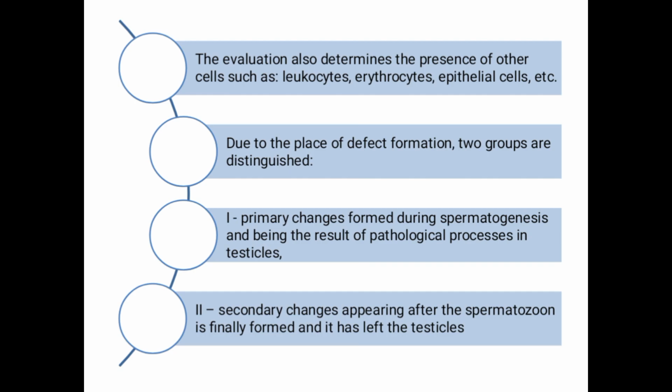The evaluation also determines the presence of other cells such as leukocytes, erythrocytes, or epithelial cells. Due to the place of defect formation, two groups are distinguished. One includes primary changes formed during spermatogenesis and being the result of pathological processes in the testicles, while the second includes secondary changes appearing after the spermatozoon is finally formed and has left the testicles.